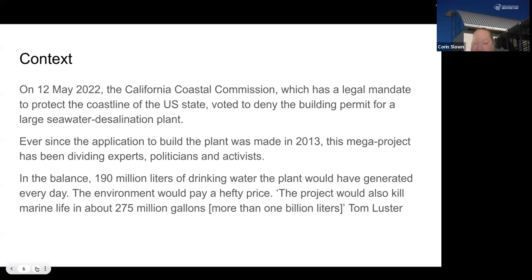So the 190 million liters of drinking water that the plant would have generated every day is weighed against the environment or the potential consequences of the use of that plant and the damage that it would cause, including the marine life that are found in about 275 million gallons or about 1 billion liters. So this is a fraught issue.